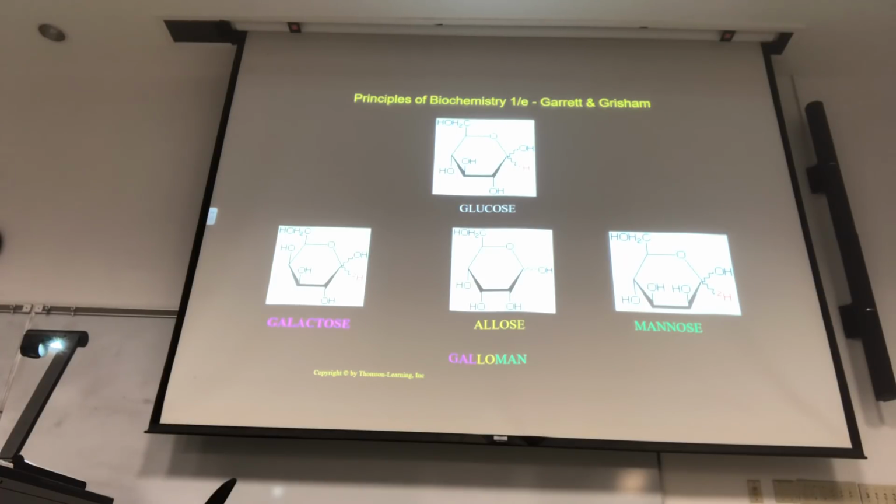Exactly. That's a good point that you bring up. Each of these Gallman sugars are epimers of glucose, but if you compare them to each other, you can only use the phrase diastereomer because they differ at least 2 chiral centers.